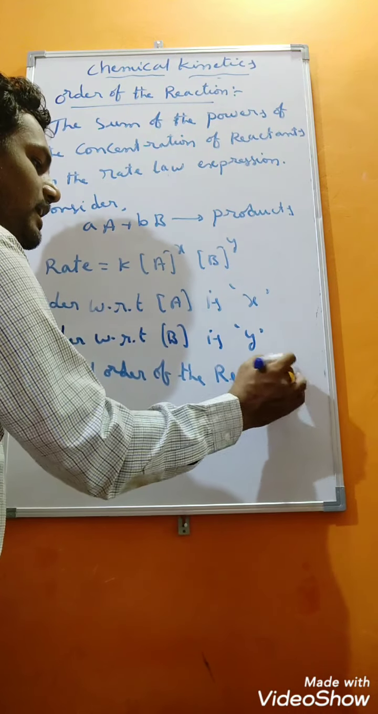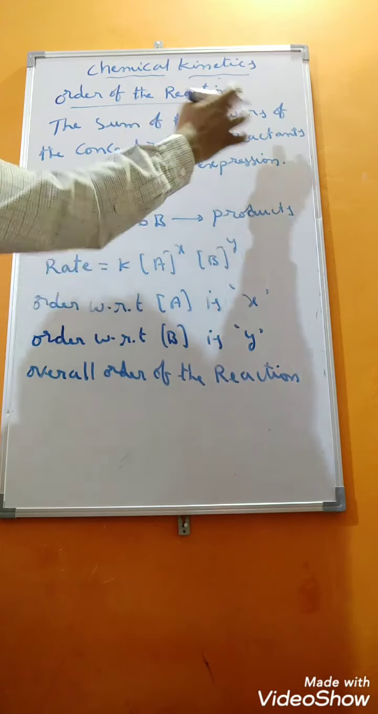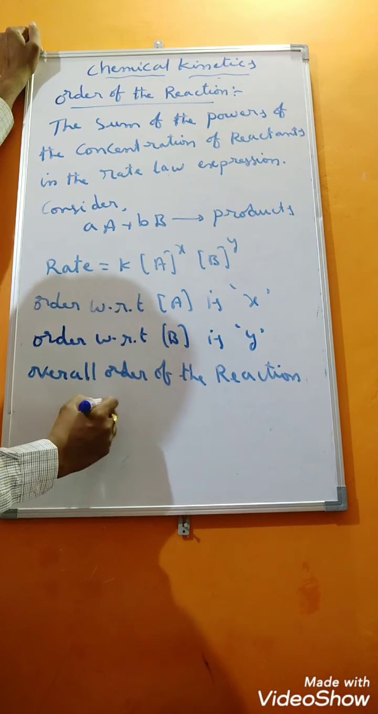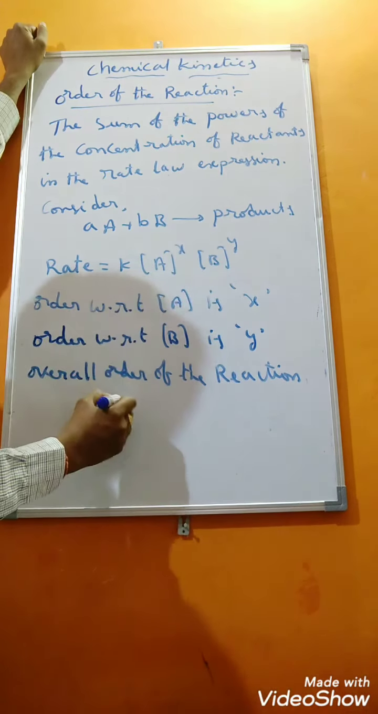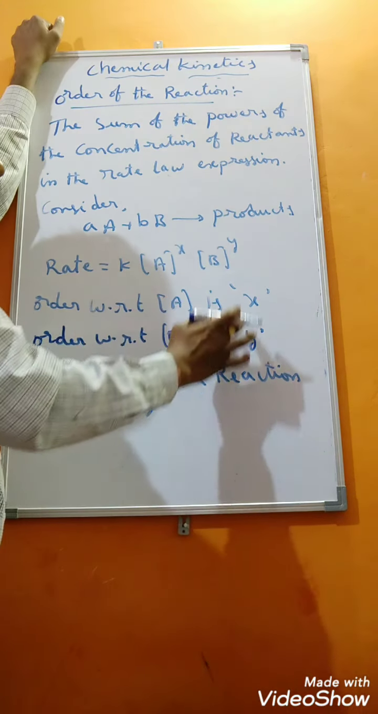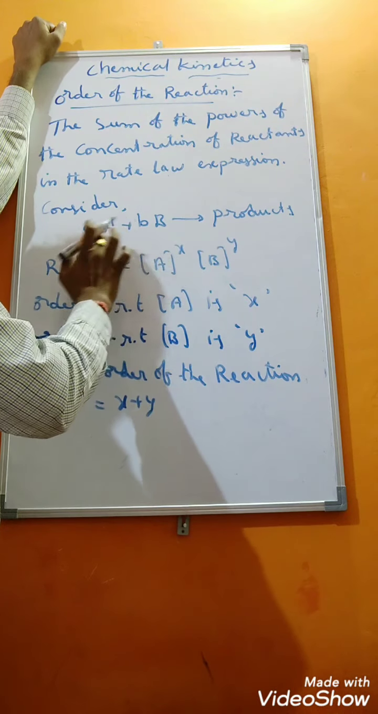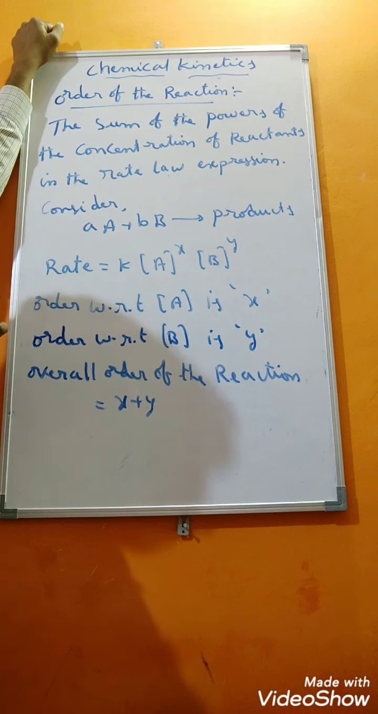Overall order, how to find out? We know already, we have the definition. What is that? Sum of the powers, right? Overall order of the reaction is equal to the sum of the powers, x plus y. Here the x and y exponents are not equal to the stoichiometric coefficients of the balanced equation.